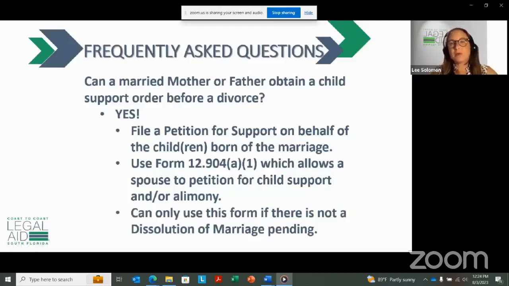Another frequently asked question we have is, can a married mother or father obtain a child support order before a divorce? The simple answer is yes. You would file a petition for support on behalf of the child born in the marriage. There's a form specifically for this, Form 12.904A1, which allows a spouse to petition for child support or alimony. You can do both or just one. However, it's important to note that you can only use this form if there is not a pending dissolution of marriage.